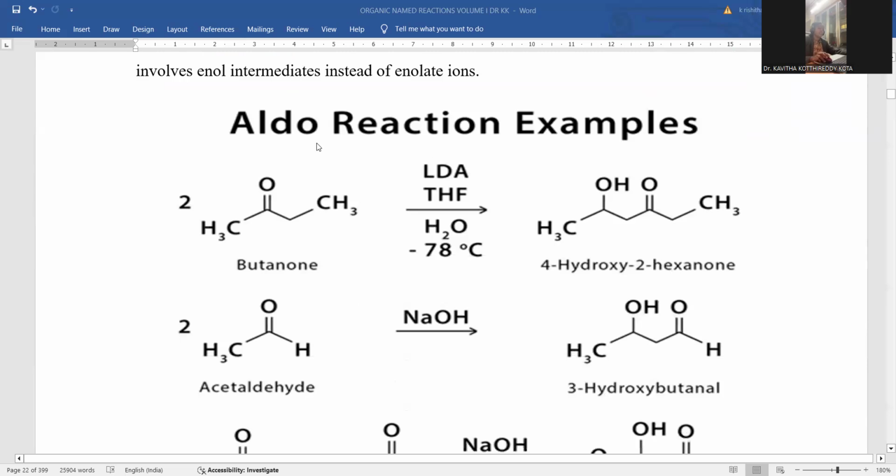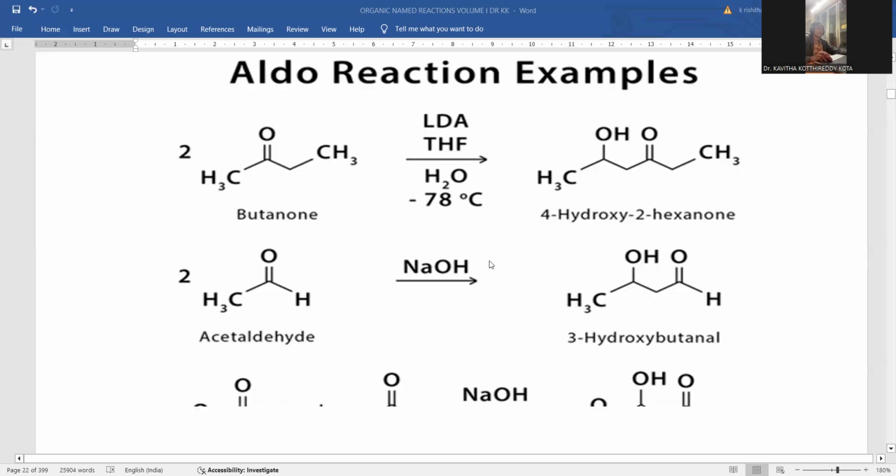Let me give an example pertaining to aldol condensation. Here is a ketone, butanone. Lithium diisopropylamide, a strong base, is taken in order to achieve this carbanion intermediate. Later, one mole of the same molecule is treated, and here is the formation of hexanone, 4-hydroxyhexanone, as the final product. This is the aldol condensation.